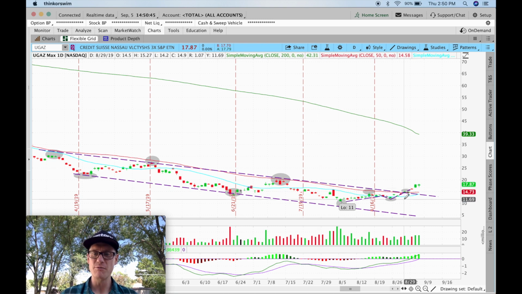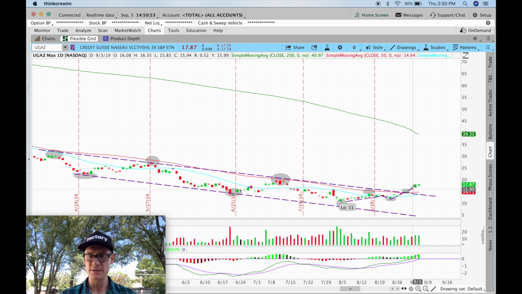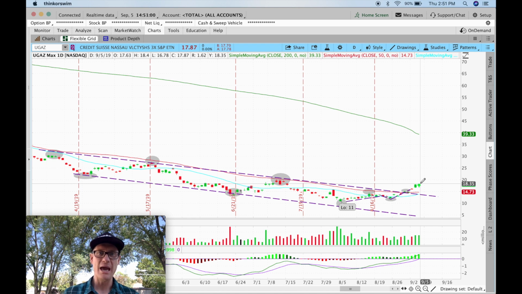So the fact that we've broken above both the 50 simple moving average and the top of the channel had a pause in this red candle, and now we're lighting up green moving higher. I'm just waiting for the pullback and another move higher to confirm the uptrend. So keep your eye on that.